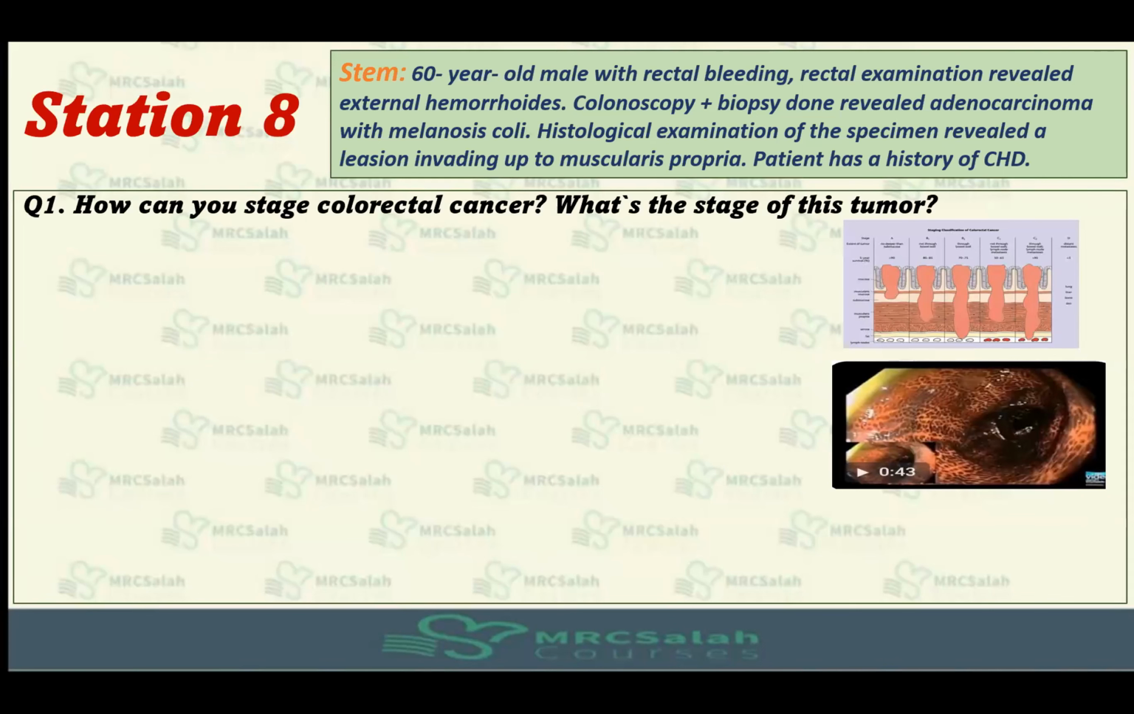How can you stage colorectal cancer? And what's the stage of this tumor? The colorectal cancer can be staged by Duke staging and TNM staging. Okay. So what's the stage of this tumor? You can say it with Duke's staging. It's invading to the muscularis propria, and there is no positive lymph nodes. So it's a B2, Duke's B2. Yes, this according to Duke's.